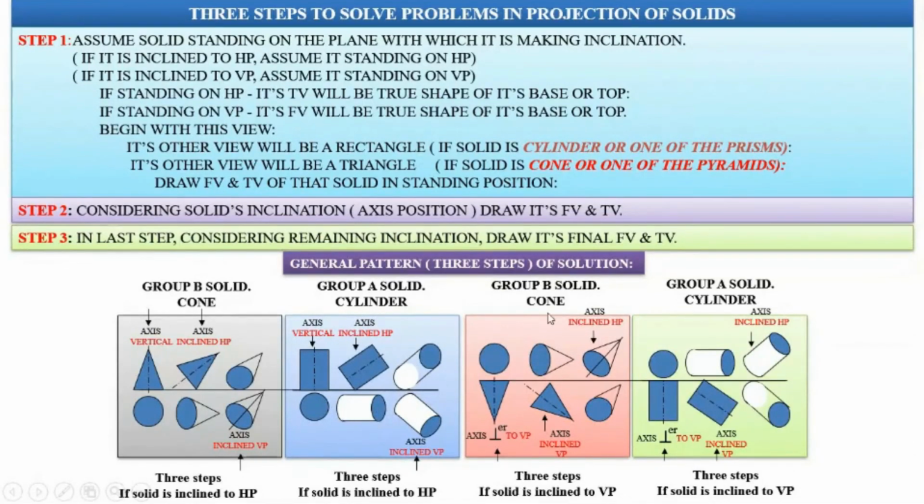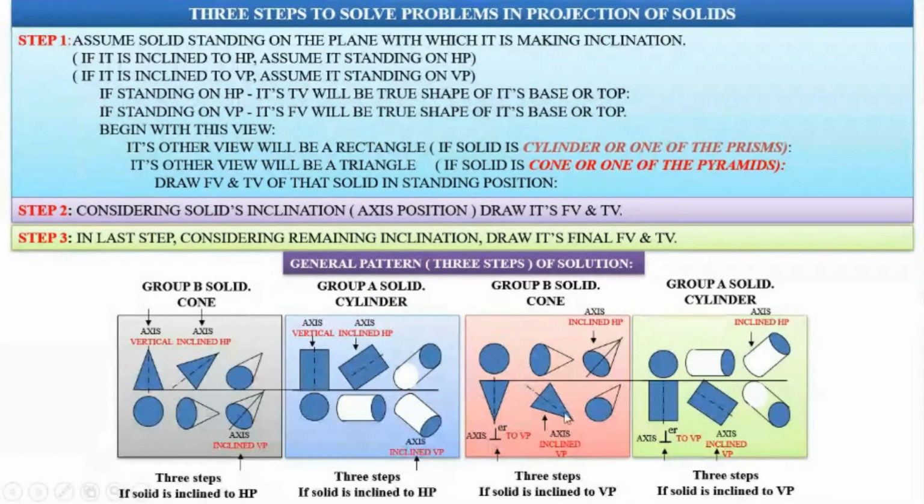And in the case of group B solids, that is the cone, when it is resting on the VP, the front view is a circle, and the top view... See, the top view in the first two parts is the same. The shape of the top view in the first two parts is the same, because since it is resting on the VP, the shape of the top view remains the same.